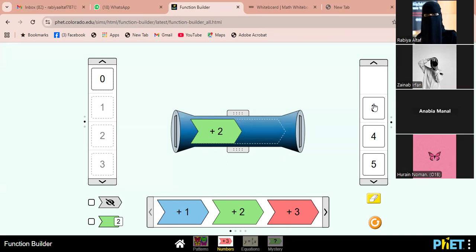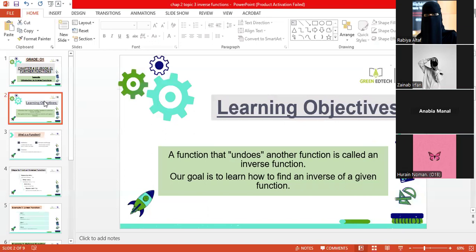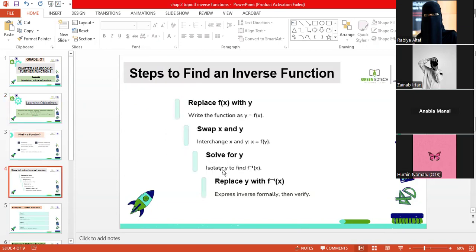Inverse function is a function that basically undoes the original function, or you can say we will just use opposite operations to find the inverse. We have some proper steps to find the inverse function. Let's have a quick review. I have discussed these steps already in the previous class as well, so let me discuss them again.